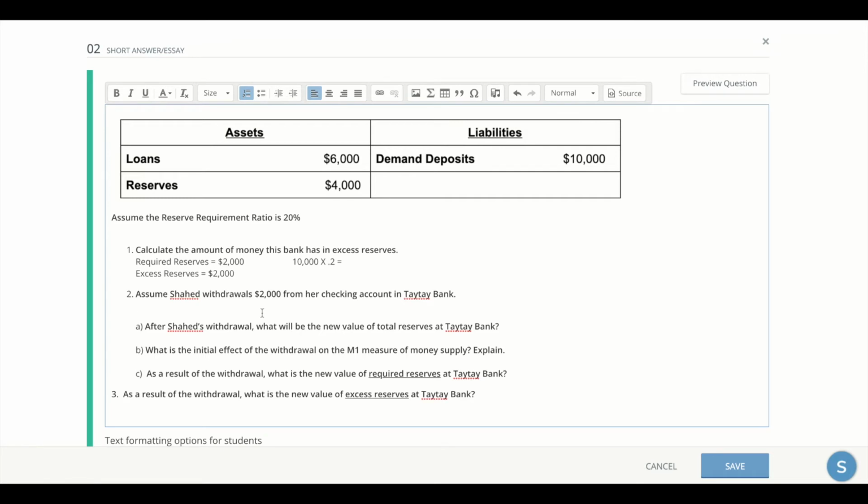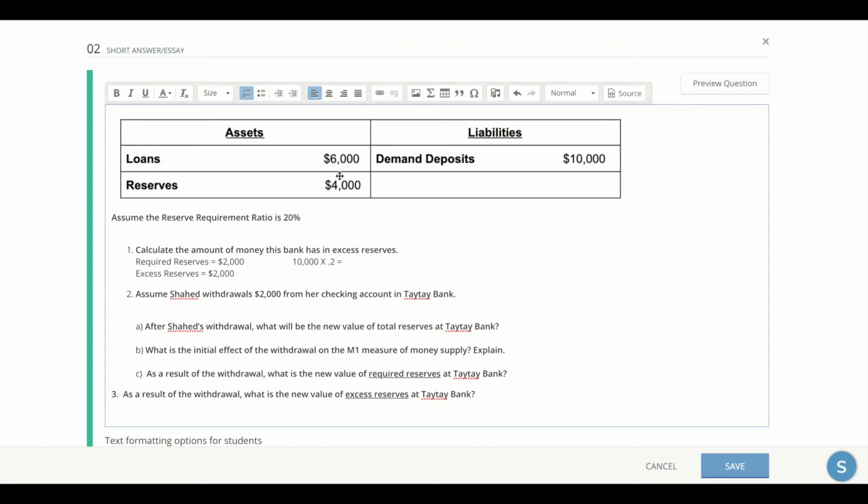Assume Shahed comes into the bank and withdraws $2,000 from her checking account. When she takes $2,000 out of her checking account, it's going to come from two places. The first place it comes from is her checking account, so demand deposits. That's going to go from $10,000 to $8,000. The money that's in the demand deposit accounts is also the money that makes up our loans and our reserves. So the second place that comes from, that $2,000 is also coming out of the bank's reserves.